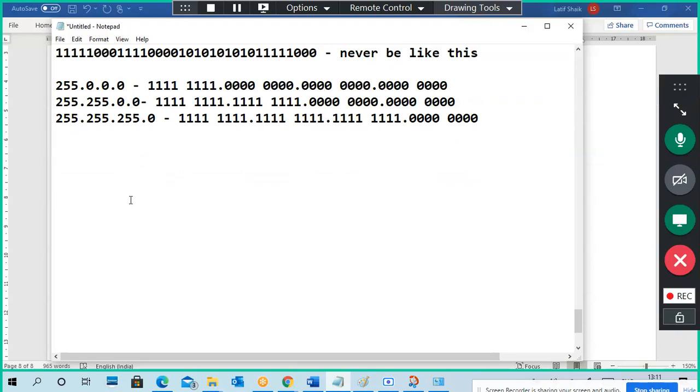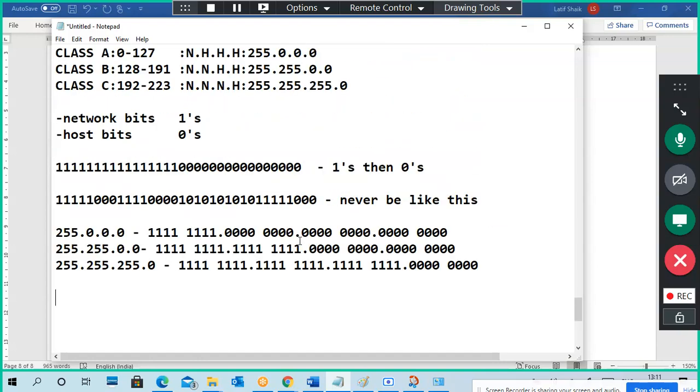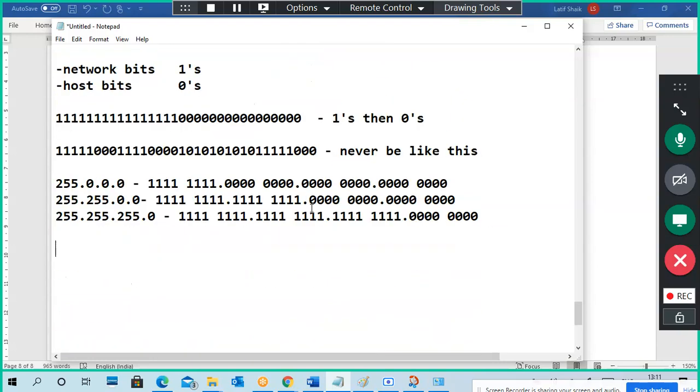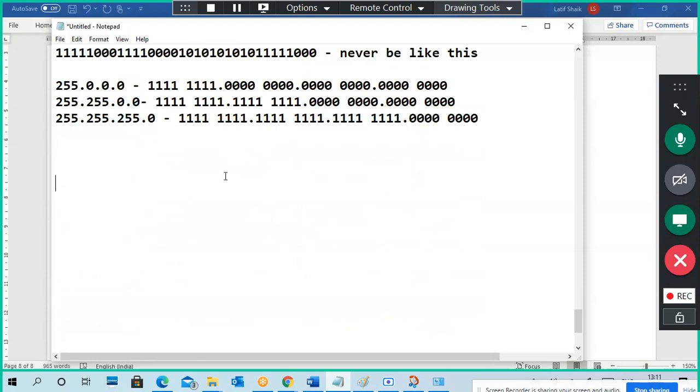I will continue with the subnet mask again in the afternoon, and I will also take how to calculate the subnet mask, because it's already 1:10.